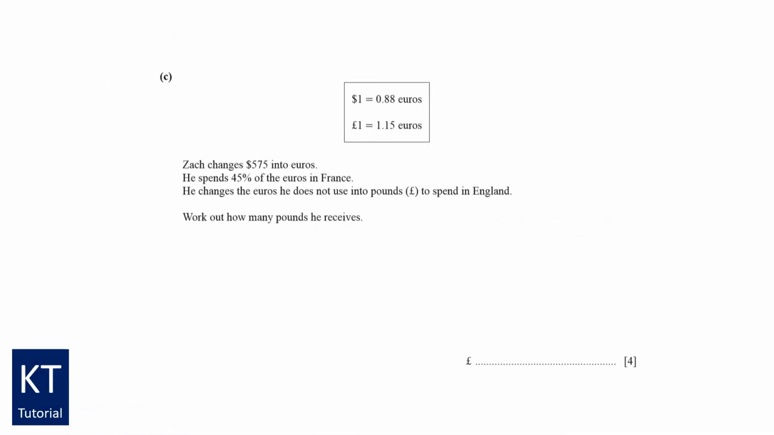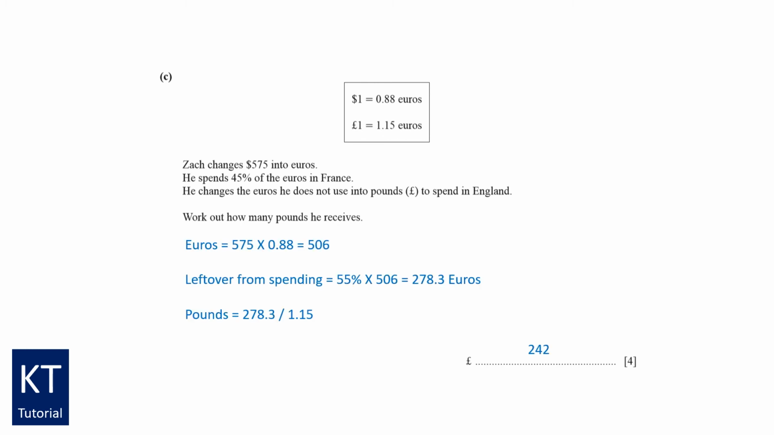Question 9c. Zach changes $575 into euros. He spends 45% of the euros in France. He changes the euros he does not use into pounds to spend in England. Work out how many pounds he receives. In working through the math, it comes to 242 pounds.